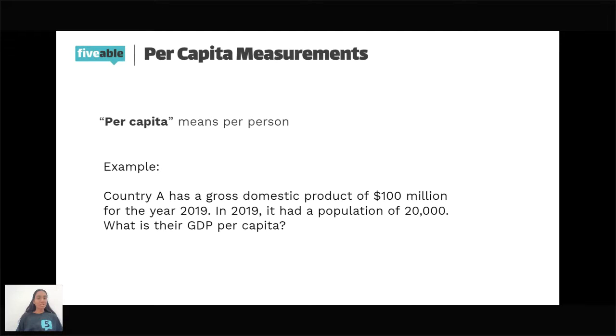So I have an easy example on the slide. Country A has a gross domestic product of $100 million for the year 2019. In 2019, it had a population of 20,000 people. What is their GDP per capita? So what you do is you divide the GDP by the population. If you know the answer, just put it in the chat. Okay, so the answer would be $5,000 because 100 million divided by 20,000 would be $5,000. So that would be their GDP per capita.